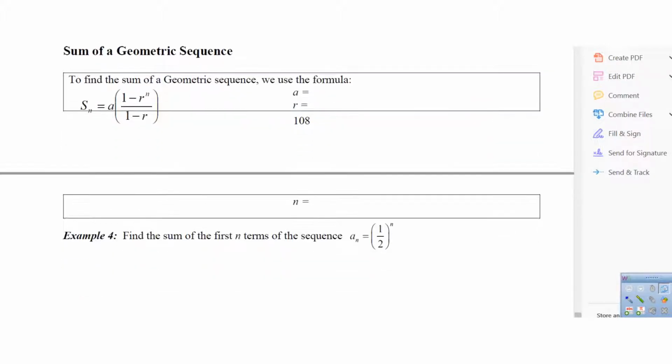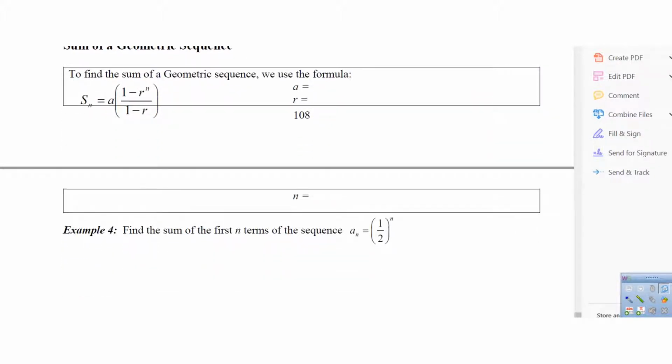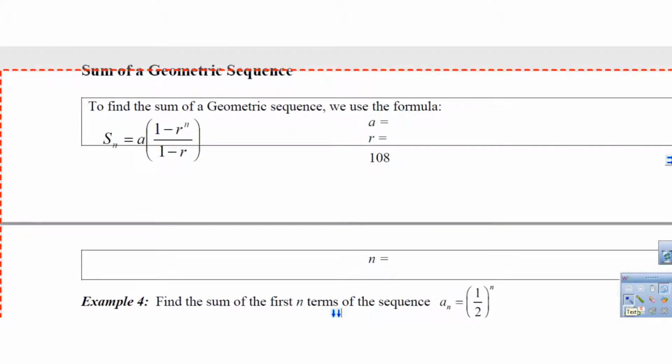So my box is a little off. It's a little messed up. Sorry about that. Here's your formula. If you're trying to add a sequence together and it's geometric, I want you to take your pencil and add parentheses right here around the R. If you don't put parentheses around the ratio, it could cause big problems.